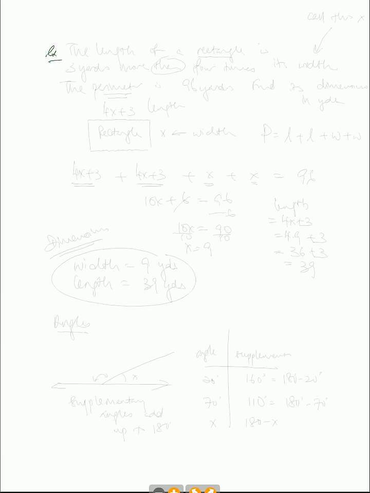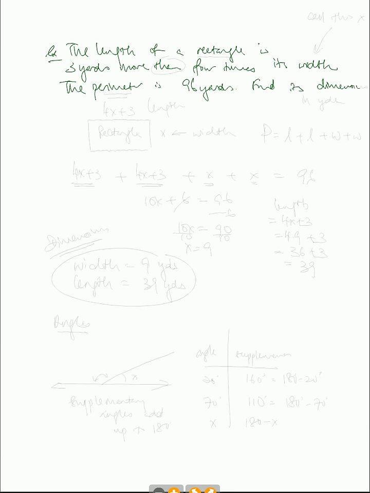Let's say, take for example, the length of a rectangle is 3 yards more than 4 times its width. The perimeter is 96 yards. Find its dimensions in yards.